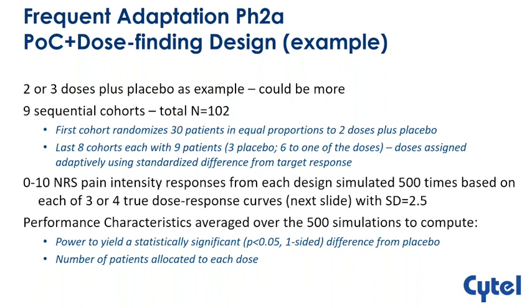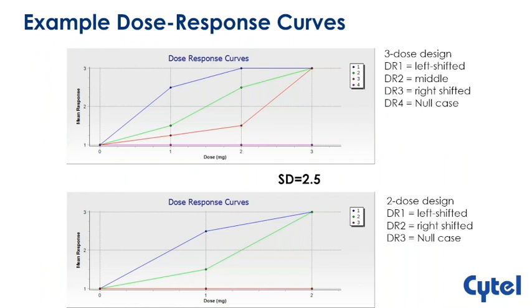The characteristics are averaged over the 500 simulations to compute power and the number of subjects assigned to each dose. The true underlying dose response curves that were simulated are plotted here. The y-axis is reduction in pain, so higher is better. And the dose response curves are numbered 1 to 4 for the 3 dose plus placebo case at the top, and 1 to 3 for the 2-dose case at the bottom.